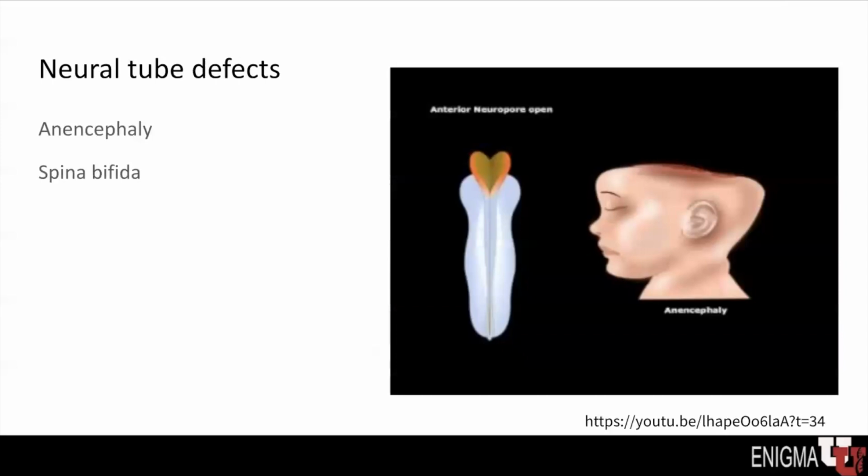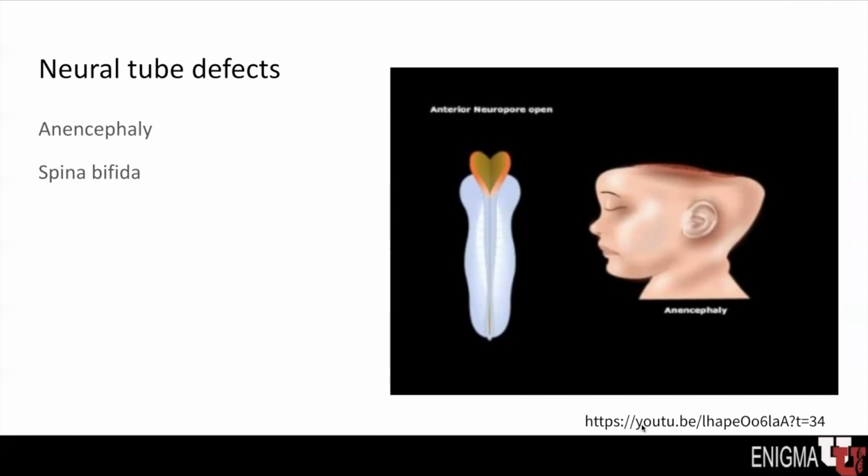Now, when this neural tube does not close appropriately, it corresponds with neural tube defects. If the anterior of the neural tube does not fully close, that results in what is known as anencephaly, or the failure of the brain to form, and that is typically not compatible with life. If the posterior of that neural tube does not fully close, that is associated with spina bifida.